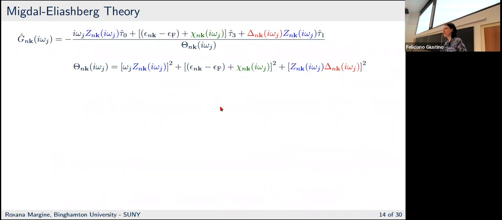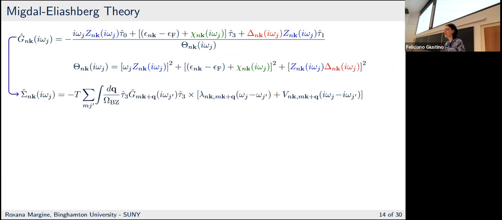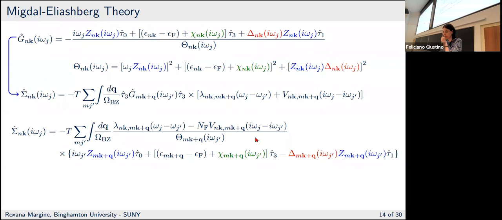So now that we have an expression for G, we can go back to our original expression for the self-energy. These are a few intermediate steps; if you couldn't follow everything at this point, you can go back and try to follow the math. But right now, if we replug in here G in sigma, we have an expression for sigma in terms of tau 0, tau 3, and tau 1, where the coefficients are Z, chi, and delta.